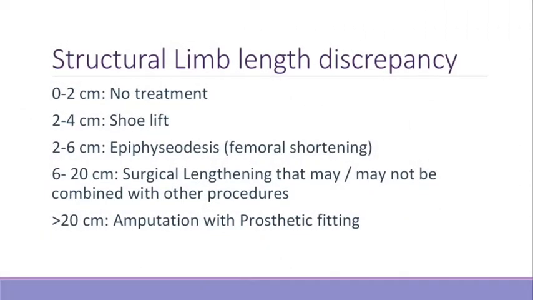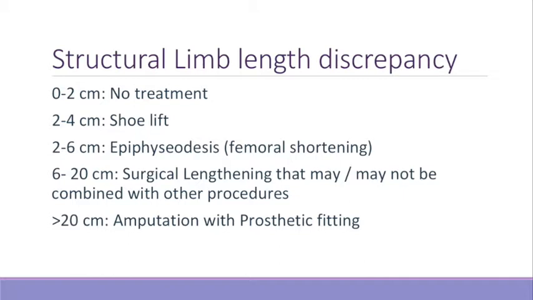Like other conditions, sometimes surgery is warranted, sometimes it is not. So if the leg length discrepancy is 2 centimeters or less, there's no treatment and no intervention. It's considered benign. If it is between 2 and 4 centimeters, the patient would be prescribed a special shoe insert. If it is greater than that, then surgery may be warranted.